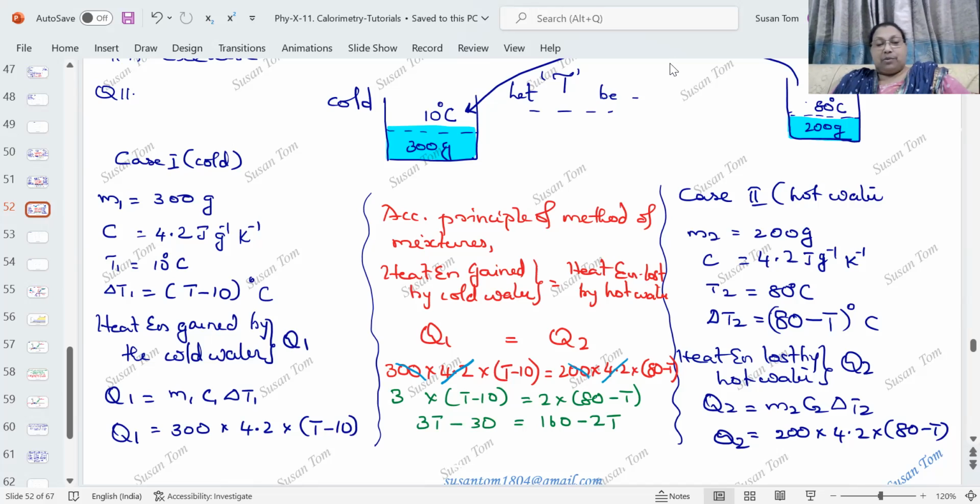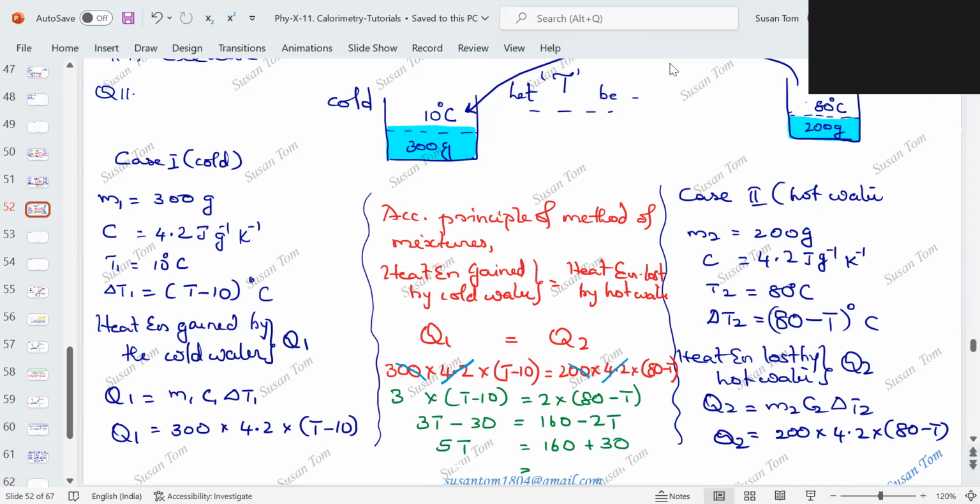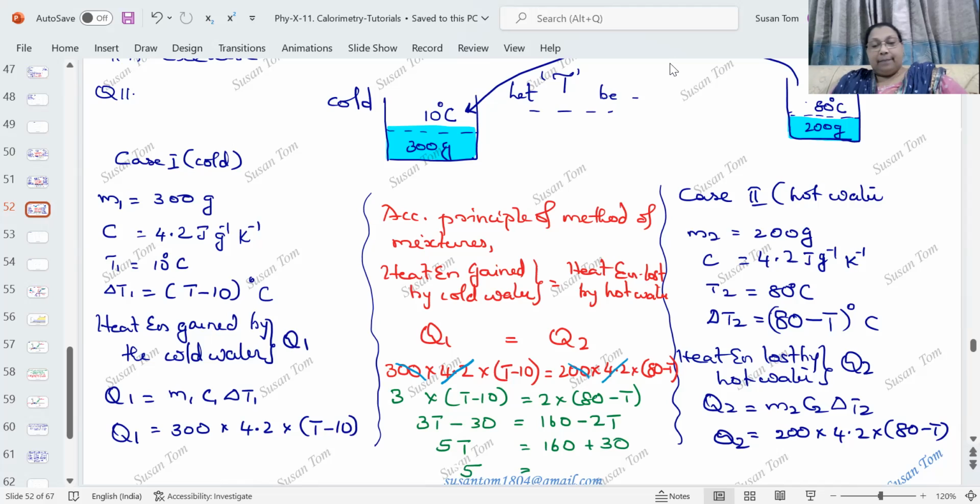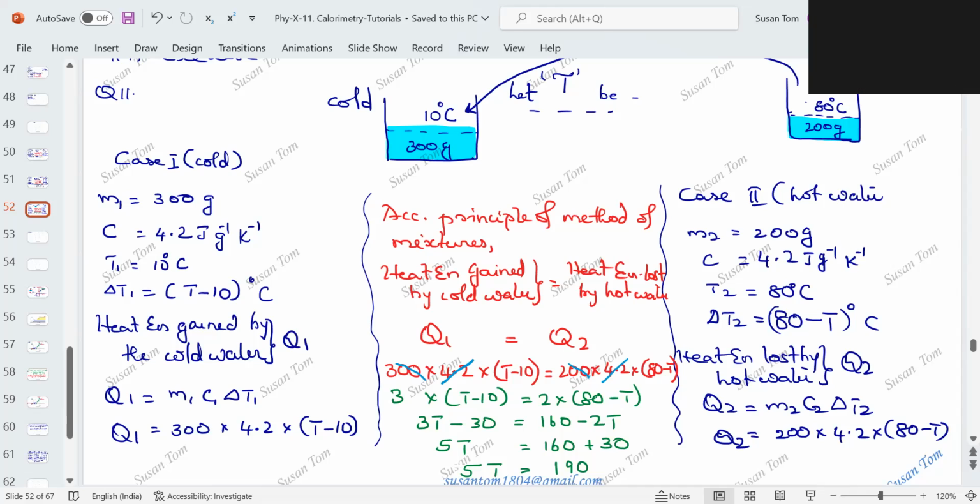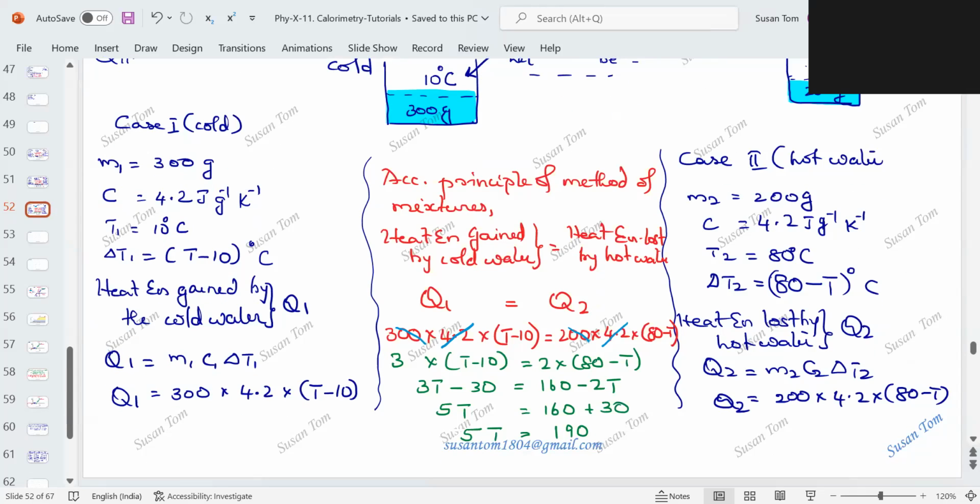So 3T plus 2T will become 5T is equal to 160 minus 30 goes there, it becomes plus 30. Yes or no? 5T is equal to 190. Therefore, T is equal to 190 by 5. What is the answer? 38 degrees Celsius. Good.